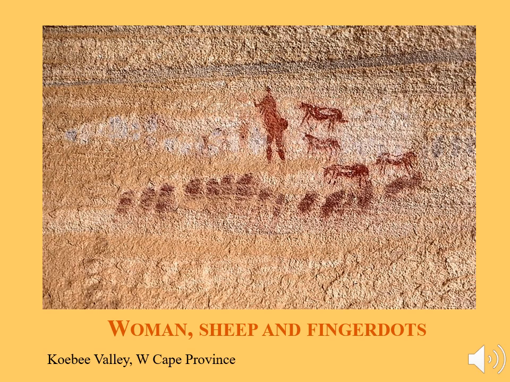This is another interesting one from the Western Cape, where we have a row of what are probably finger dots, and then above it we have here a fat woman, and she's painted right next to fat-tailed sheep. And possibly some of the symbolism around this might be comparing the fatness of the woman to the fatness of the sheep. And in hunter-gatherer cultures, fat is a very important item in terms of nutrition, but also in terms of its significance and its associations.